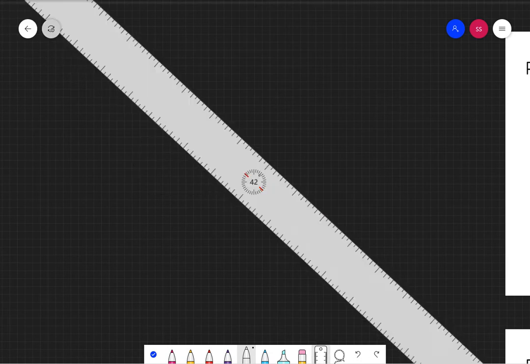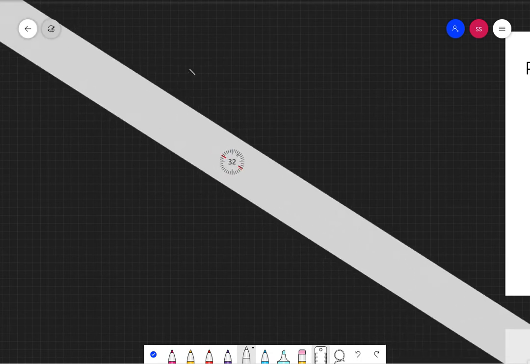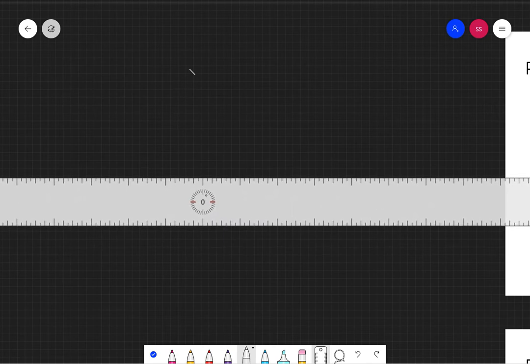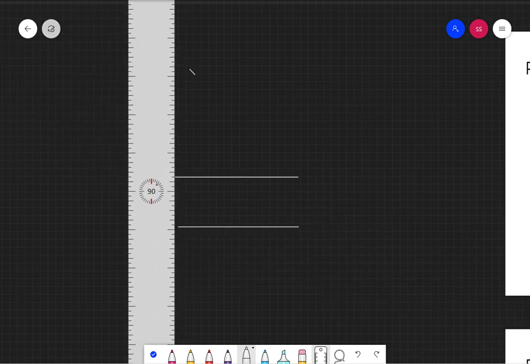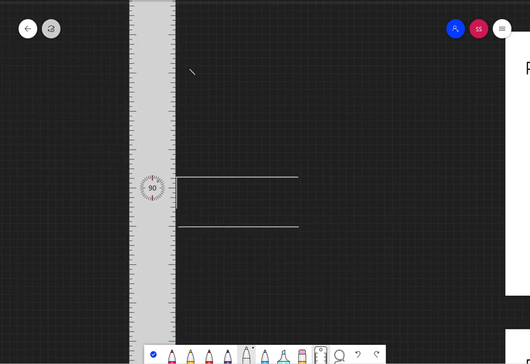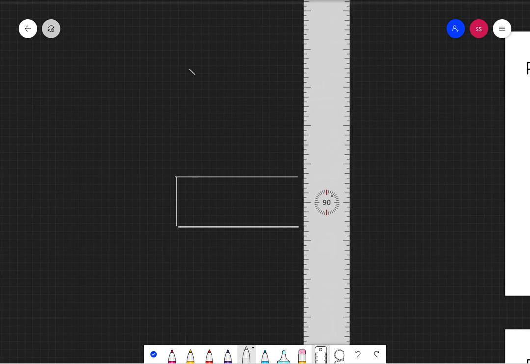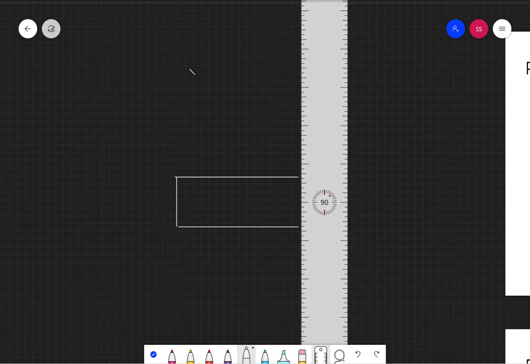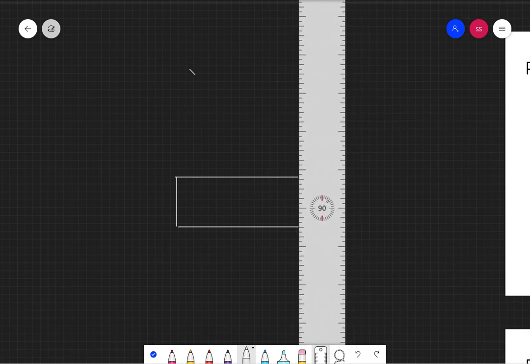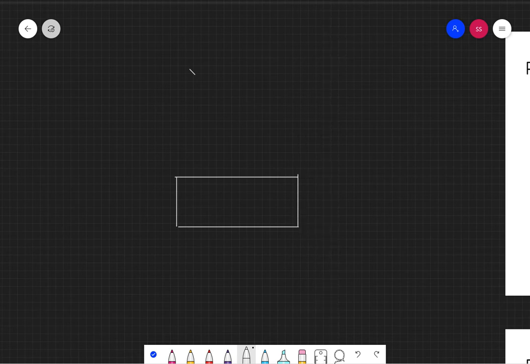Actually, I'm going to use a ruler here. Whoa, right? Okay. So that looks a little bit more like an actual rectangle here. Okay, here we have a rectangle.